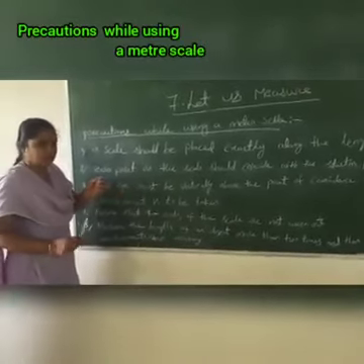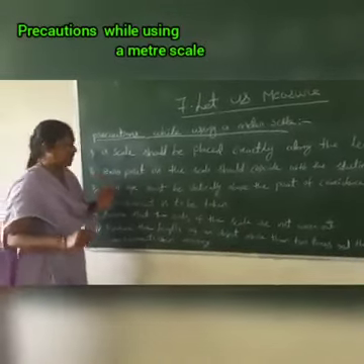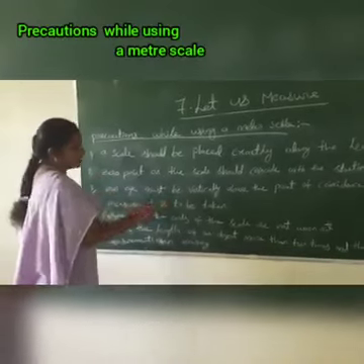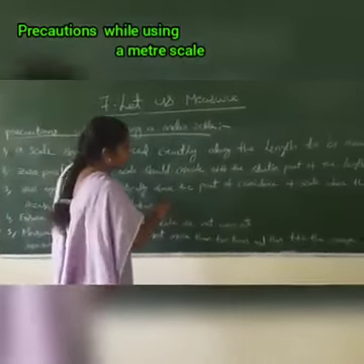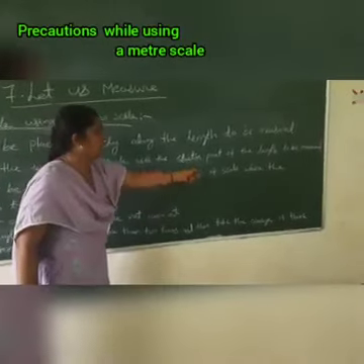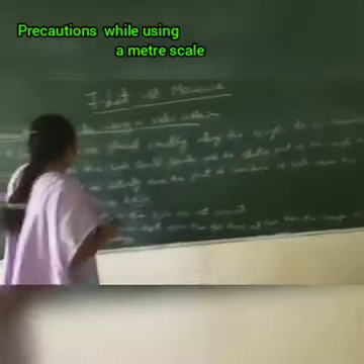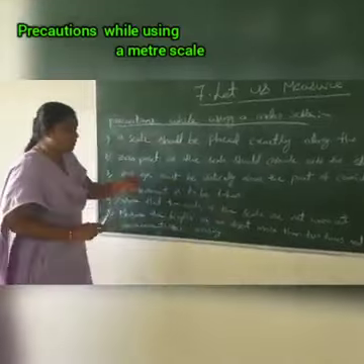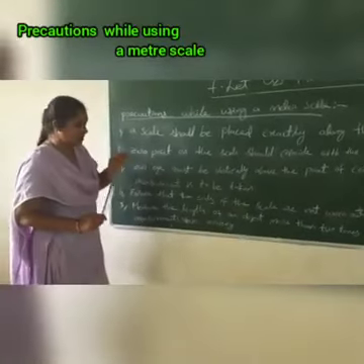So the starting end of the scale. The 0 point on the scale should coincide with the starting point of the length to be measured. So it must coincide with the object we measure.